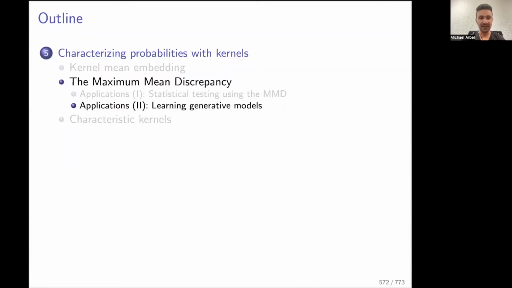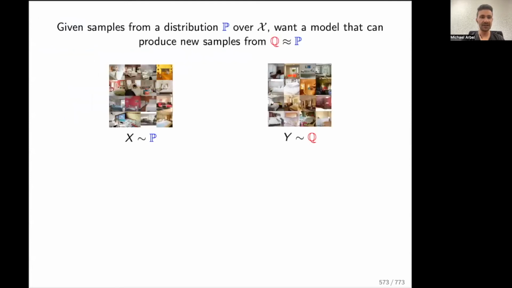So we've seen this application on statistical testing, but there are other applications that are of interest, and one of them would be to learn generative models. So here the scenario is that we are given some data which are sampled from a distribution P, and we would like to learn a model that can produce new samples so that these samples look like the ones from the data.